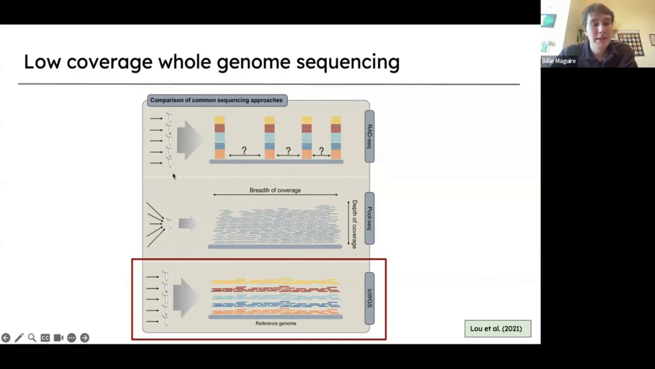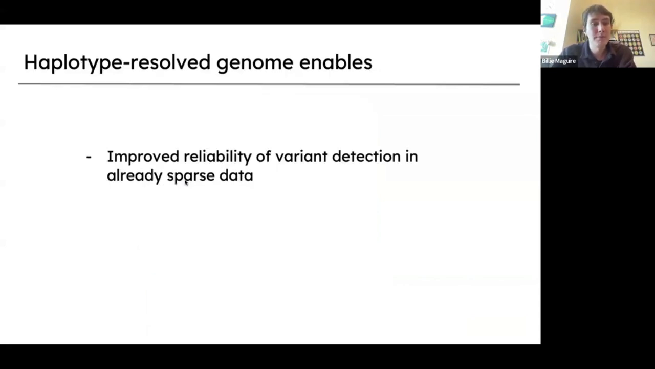So instead, we decided to go for this third option here, which is called low coverage whole genome sequencing. And in this method, we sequence the entire genome of every individual, but at low coverage. So this is advantageous because we retain whole genome information and we retain that individual level specificity. However, there can be problems because there's missingness and low coverage in our data set, which makes having a haplotype-resolved assembly especially important.